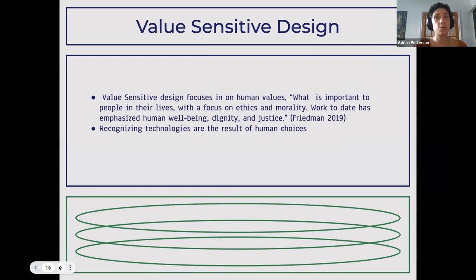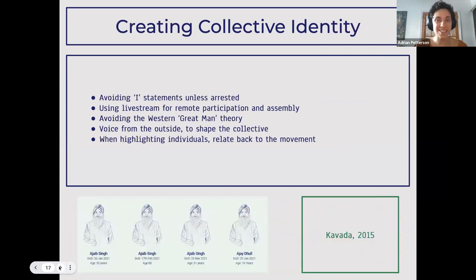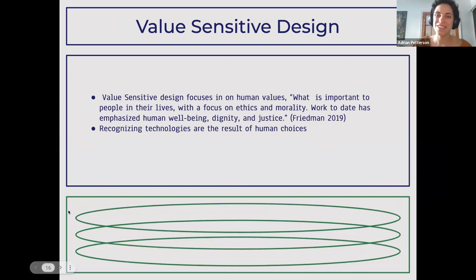Value-sensitive design focuses in on human values, which can be what is important to people in their lives, with a focus on ethics and morality. Of course, a lot of social media sites don't necessarily practice value-sensitive design, but that doesn't mean we can't use them for it. Work to date in value-sensitive design has emphasized human well-being, dignity, and justice, which is what we're hoping to do with emancipatory journalism. Again, it recognizes that technologies are the result of human choices, and that means that we can use those choices in our design choices when we are presenting these social media for our user base.